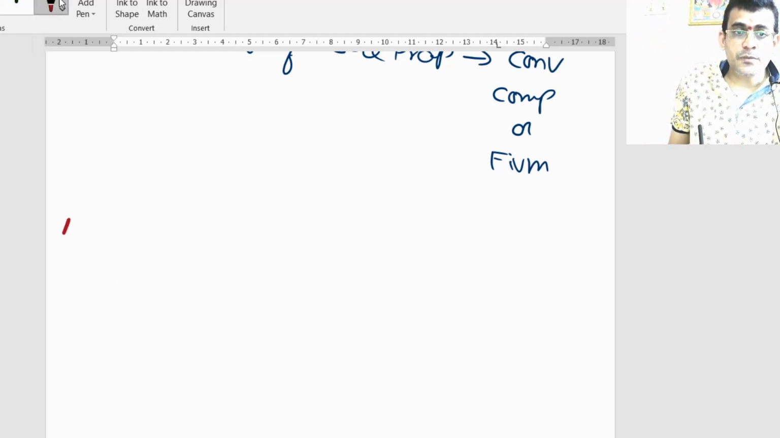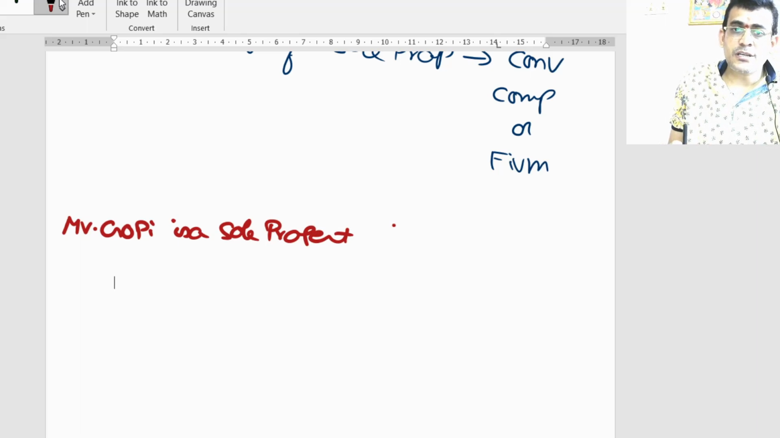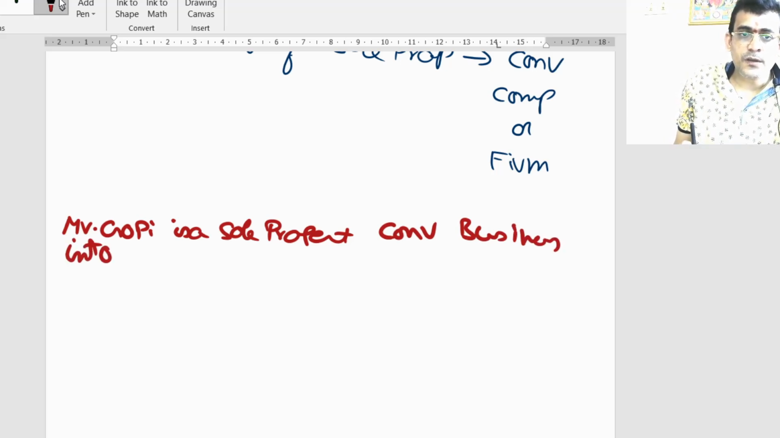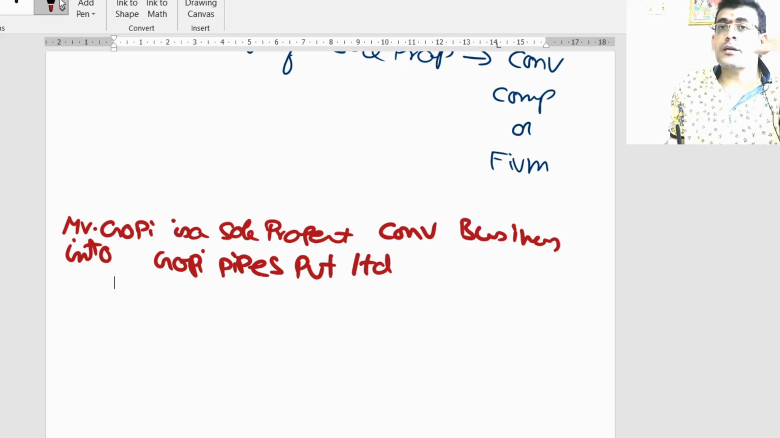Let us consider a person called Mr. Gopi. Mr. Gopi is a sole proprietor. This person has converted his sole proprietary business into a company called Gopi Pipes Private Limited. Then, as we have just discussed, I need to compute the total depreciation, and the total depreciation should be apportioned between the proprietor and the company. Now let us see.